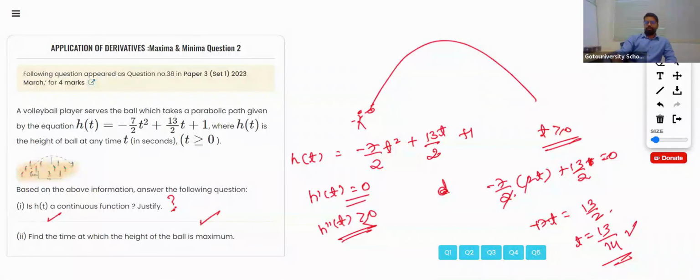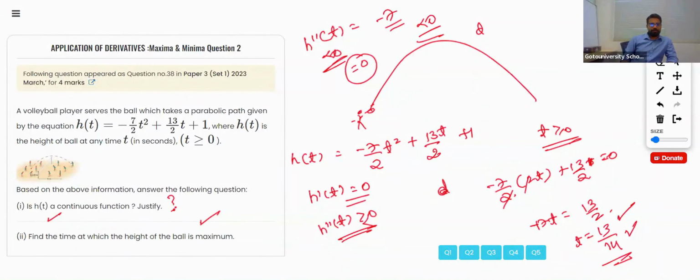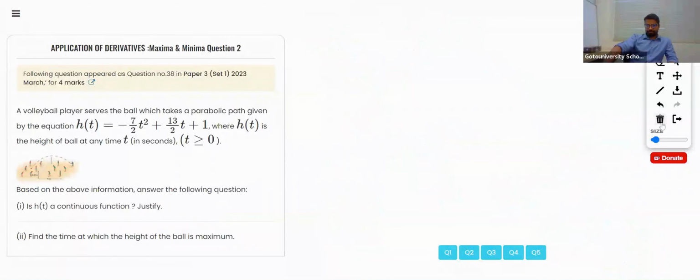How to find out? I need to do the second order derivative test, right? When I differentiate this further, I directly get minus 7. That's it. So I get only minus 7. That means it is negative. As the second order derivative is negative and first order derivative is equal to 0, we get the maximum value, at t equal to 13 by 14. Right? Yes. One more question quickly.